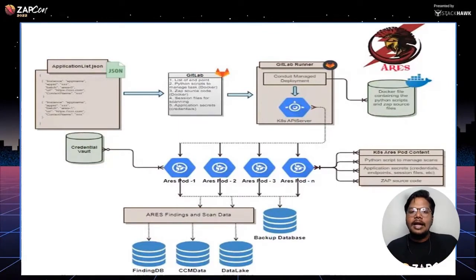Then we have a GitLab runner, which will read this application list.json file and try to deploy them to each of the Kubernetes pods. So each Kubernetes pod works as a separate scanner. So we mention it here, like a number of pods is n, because as I said already, it is highly customizable. If we want to increase the number of pods and everything, we can easily do that.